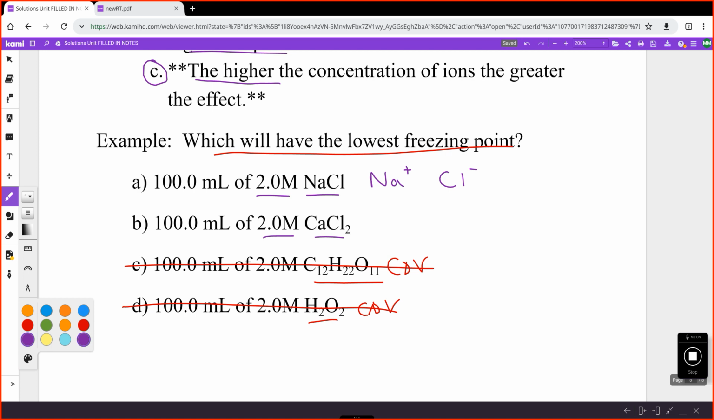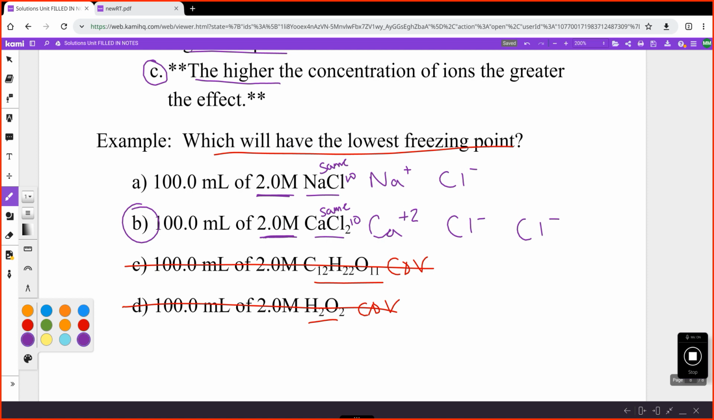When CaCl2 dissociates in water, we get calcium 2+, and 2 chloride 1-s. So spoiler, this is the answer. And the reason is, even though the concentrations of solute are identical, that would mean we have the same number of moles of the whole molecule. Let's just say that number was 10. I had 10 molecules of NaCl and 10 molecules of CaCl2.